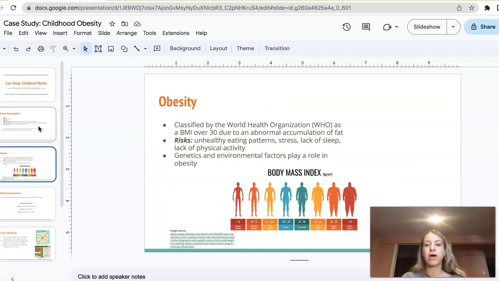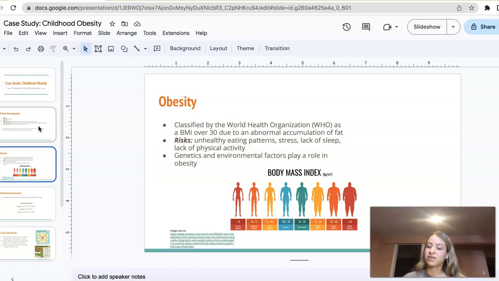So, talking a little bit about what obesity actually is and how obesity is classified, we could see that it is classified by the World Health Organization as a BMI over 30 due to an abnormal accumulation of fat. And some risks that come with obesity include unhealthy eating patterns, stress, lack of sleep, and lack of physical activity. So, following an improper diet, not doing enough physical activity, lack of sleep, and stress, those are all risk factors that can eventually lead to the formation of obesity. And a big factor that plays into obesity is genetics and environmental factors.